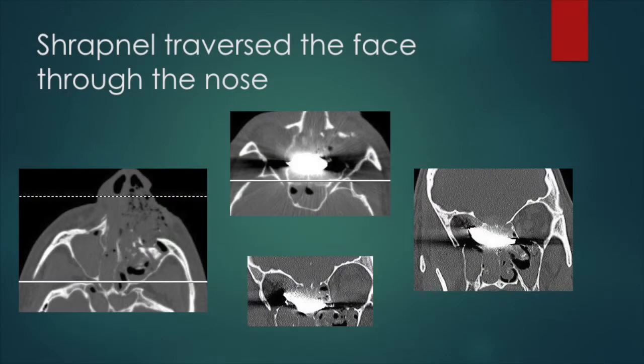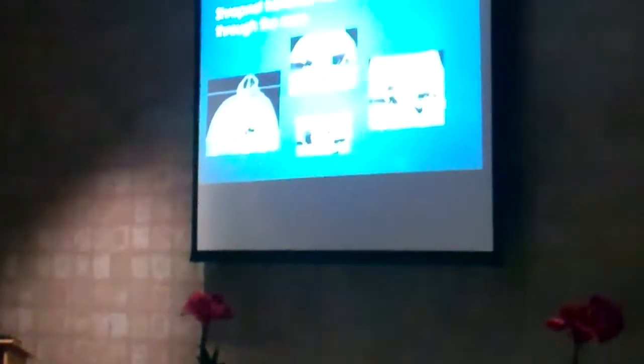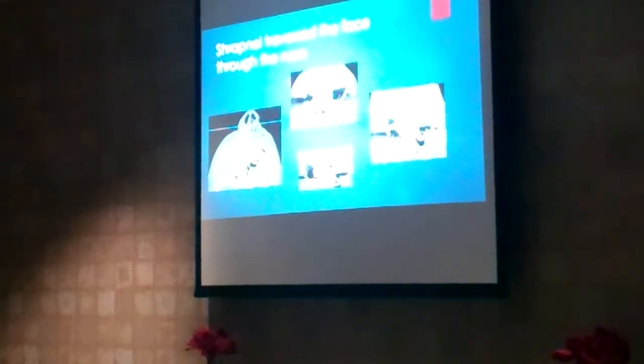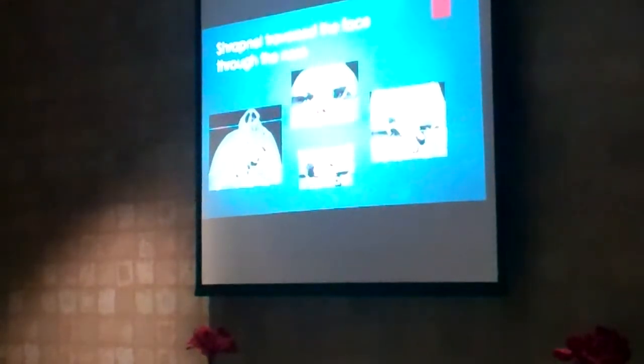Here are the CT images. Here's the destruction of the bone a little bit lower in the maxillary sinus. And this is one piece of shrapnel. So you can see it, but at different places in the imagery. So that's inside the nose. This is going into the right orbit. You can see it into the right orbit there.